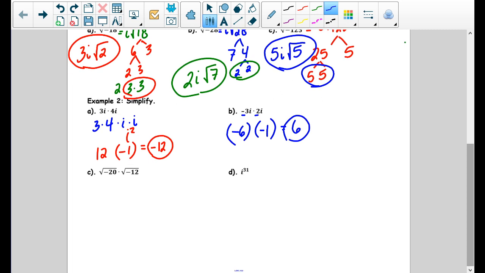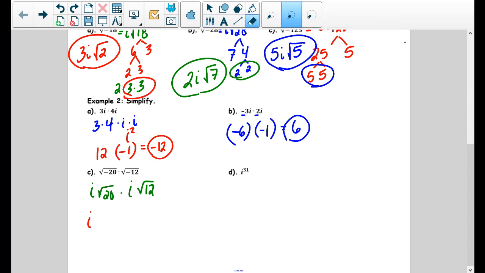We can also do this with our radicals. So if I have two radicals that are negative, okay? So again, I'm pulling that i out, right? So here I have i square root 20, and here I have i square root of 12. Now, if I have square roots, I don't want to multiply them together because I want to already factor it a little bit, okay? So I have i squared.